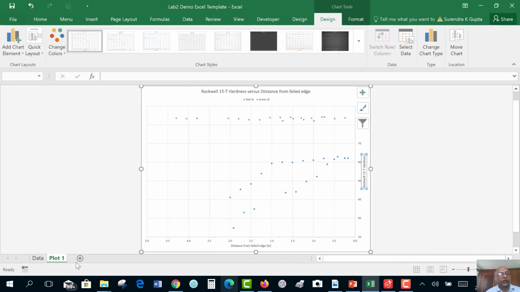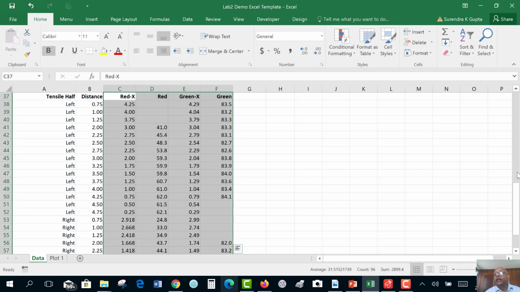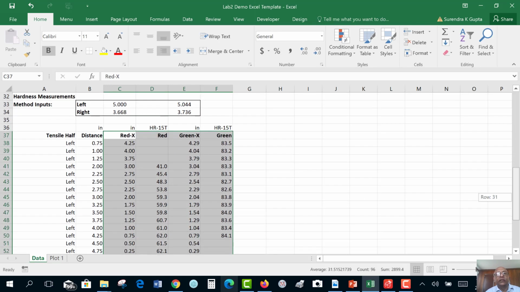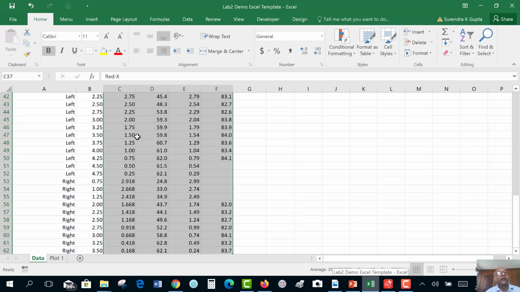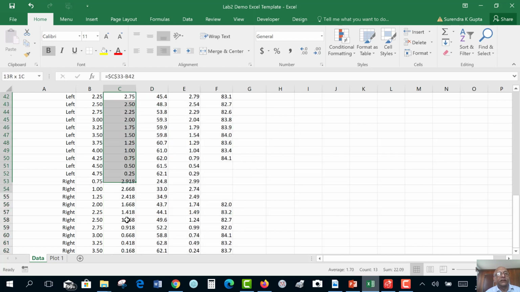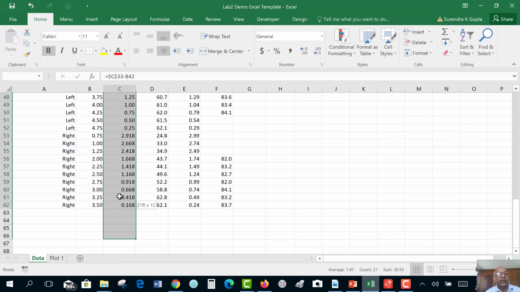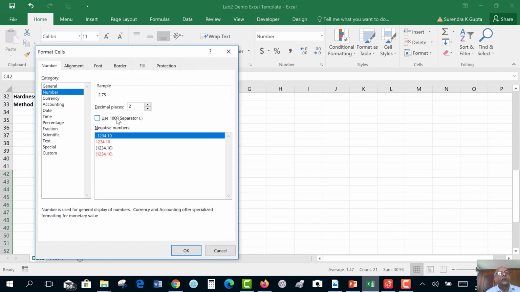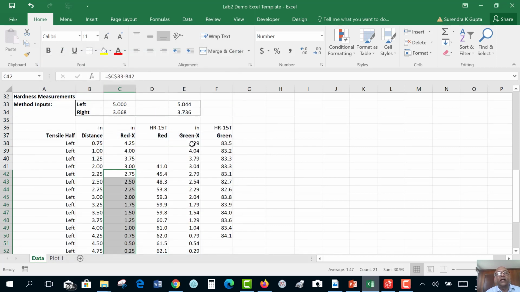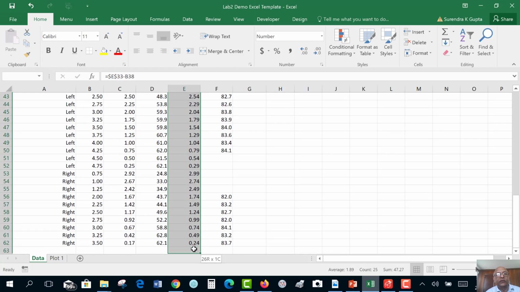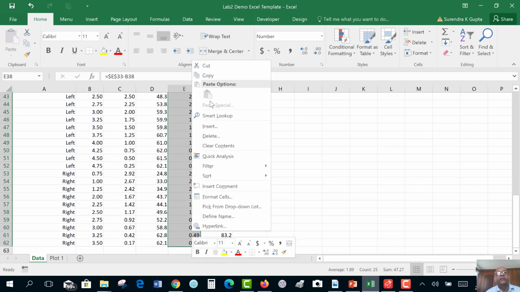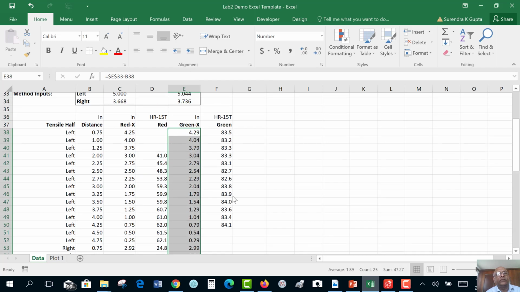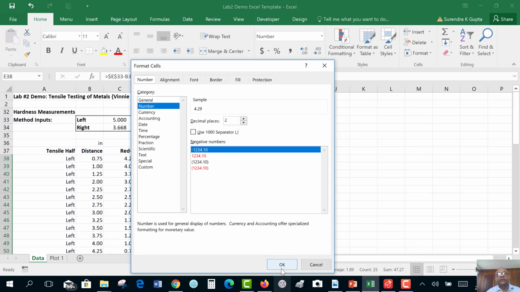Right. So looks nice. Let's go to the data. Let's make sure our number of digits is proper. Remember, in our positions, we can't have more than 2 digits, right? Because that's our precision, measuring with a simple ruler. So let's do format cells, and we want 2 digits. Okay. Same thing here. Make sure we have 2 digits.